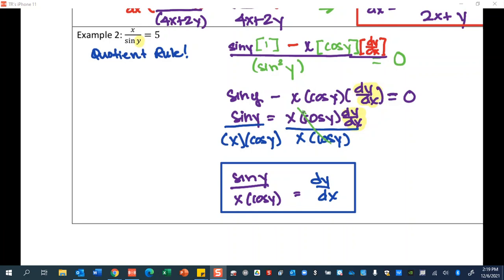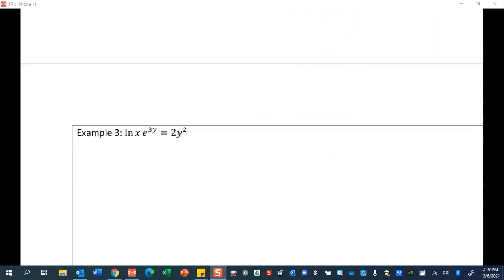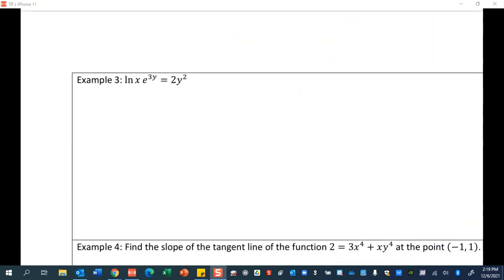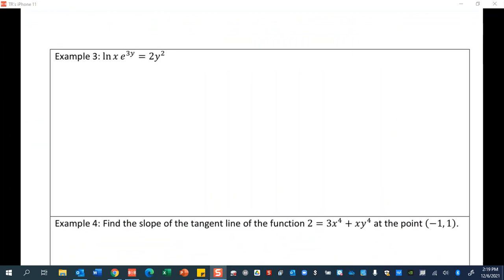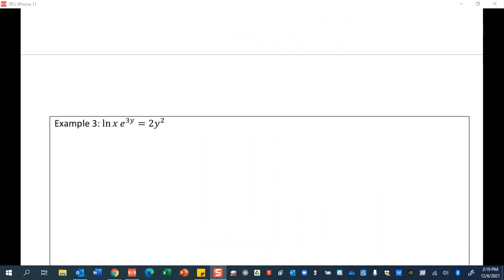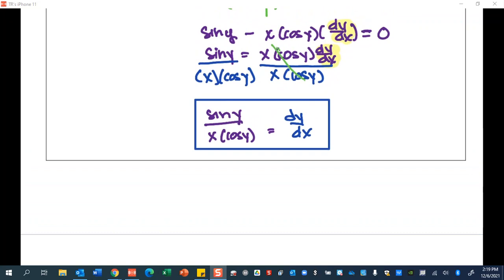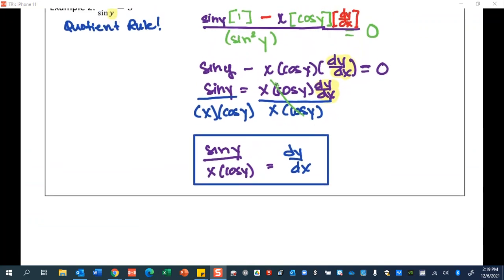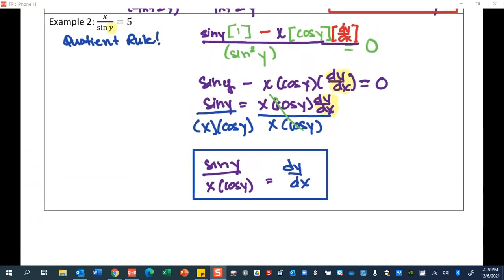That's fine with the class. But because there's a law in there. Yeah, I actually do. Are you already talking about example 3? Yes. We have a question on number 2. Go ahead. What happens to the sine squared y on the bottom? Oh, snap. I forgot about it.